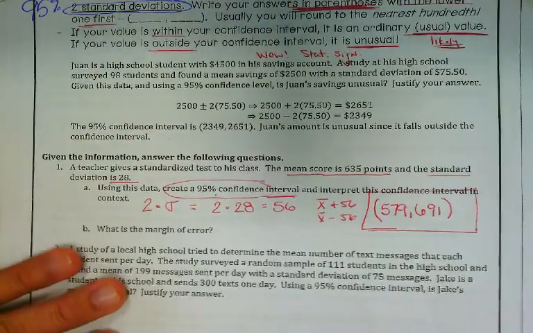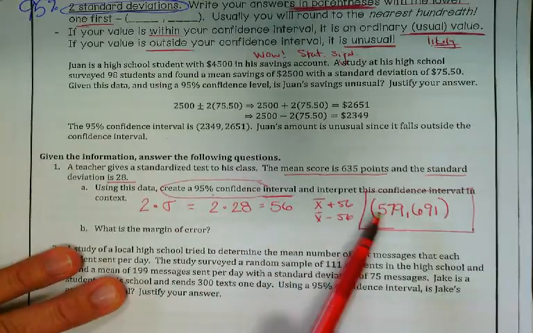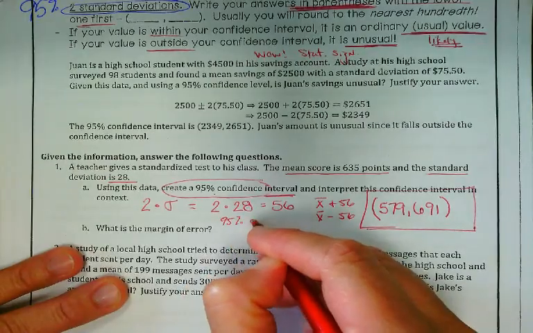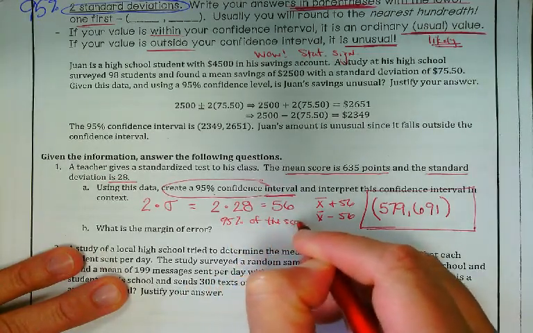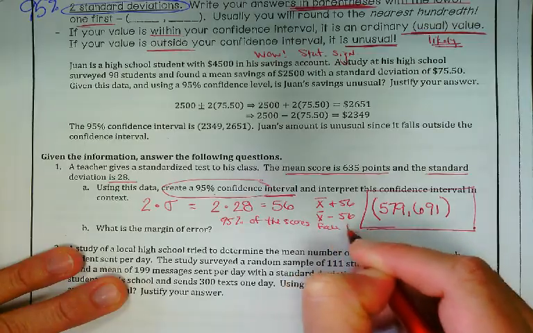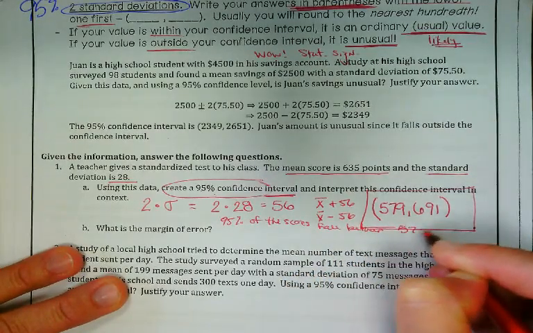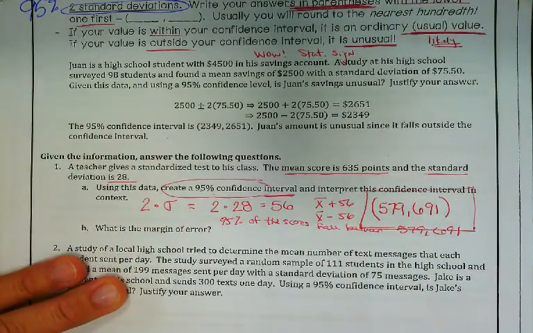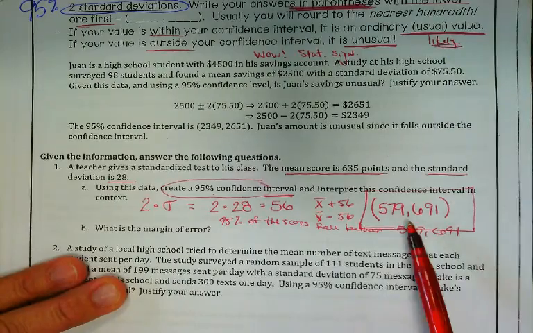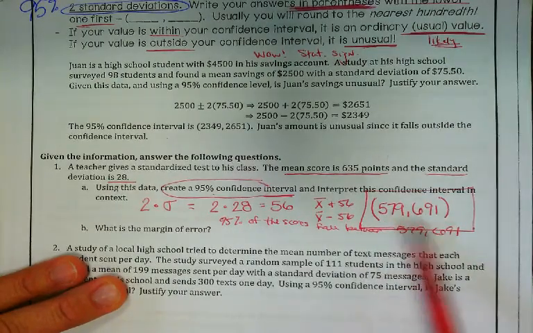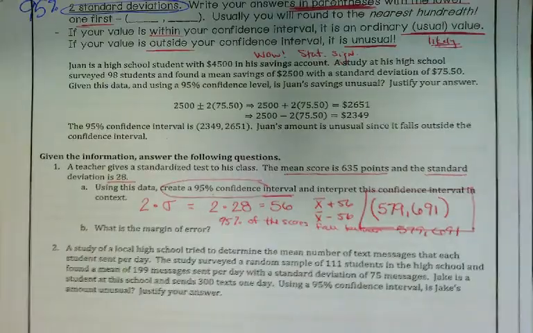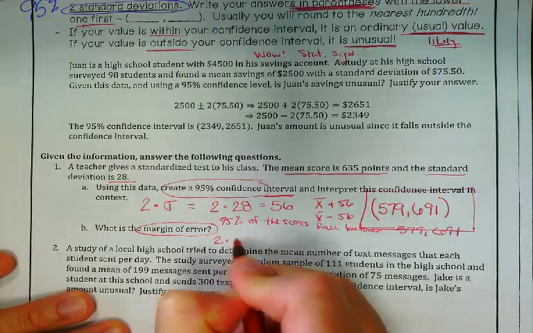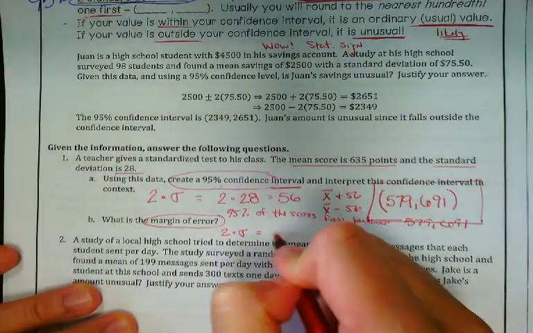So it says interpret that data in the context of the problem. So again, this is a 95% confidence interval. So we can say 95% of the scores fall between 579 and 691. So anybody that's scored in there is likely to happen. It should happen. What is the margin of error? So again, the margin of error is specifically 2 times the standard deviation. So 56 is the margin of error.